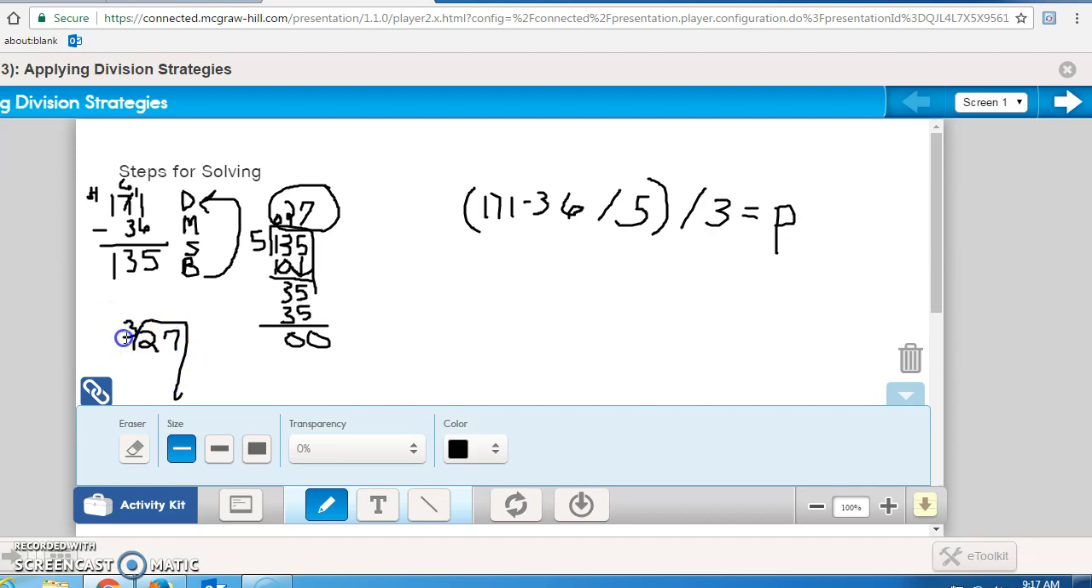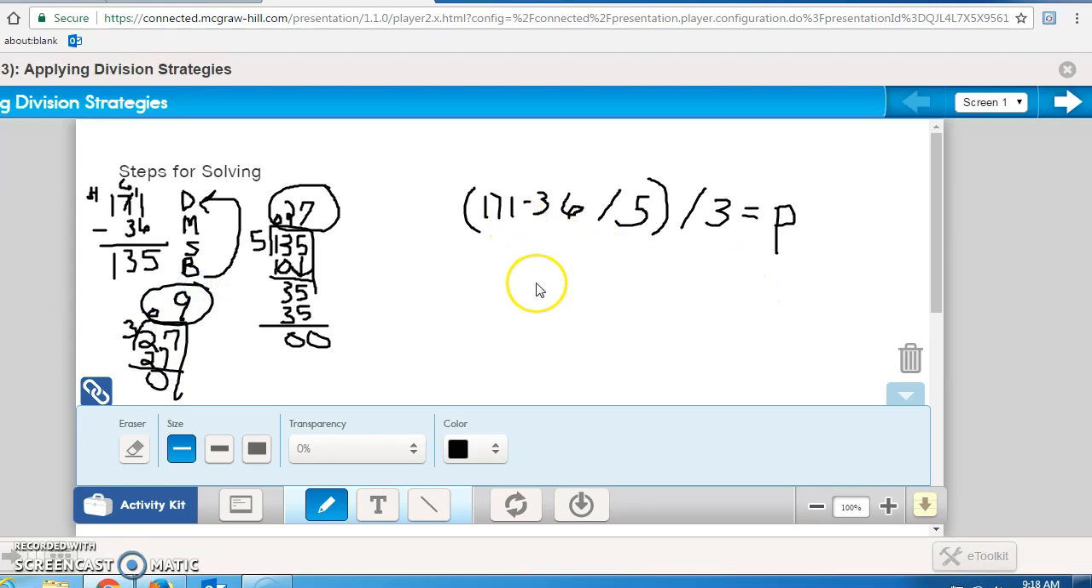3 again does not go into 2, so I put a 0. 3 will go into 27 9 times. I multiply back. 9 times 3 is 27. I subtract. 27 minus 27 is 0. Nothing to bring down. This is my true answer.